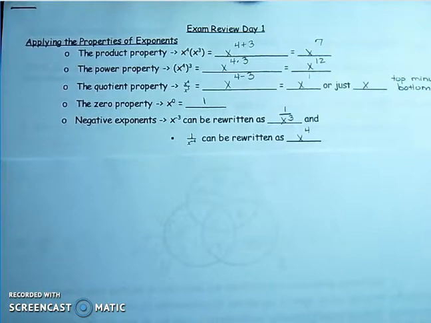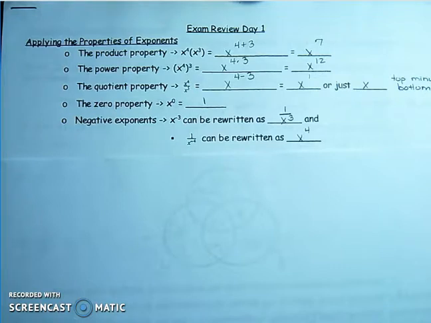Lastly, negative exponents change direction. So x to the negative 3 can be written as 1 over x to the third, and 1 over x to the negative fourth can be written as just x to the fourth. If it's negative up top, it'll be positive in the bottom. If it's negative in the bottom, it'll be positive up top.